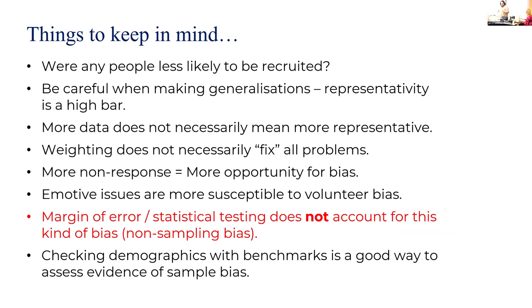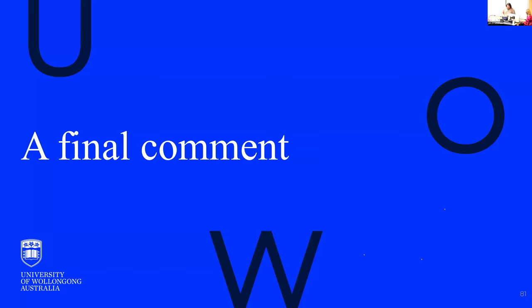One thing you can do is check demographics against benchmarks. You can look at your descriptive table and ask, does this look like what I would expect a representative sample to look like, and you can compare that with benchmarks. That's one way to try and make an argument about this.